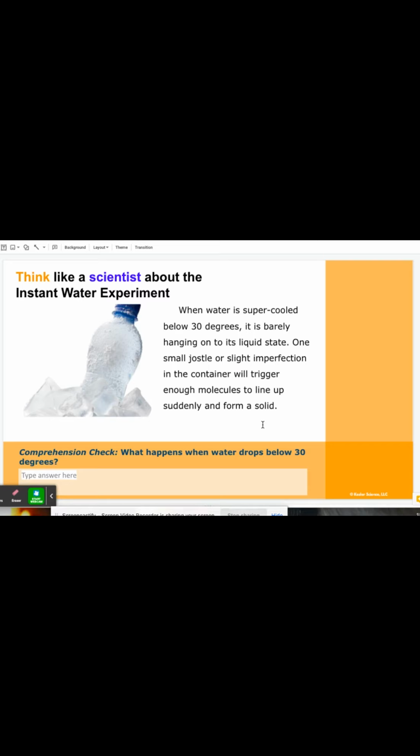So let's think like a scientist about the instant water experiment. When water is super cooled below 30 degrees, it is barely hanging on to its liquid state. One small jostle or slight imperfection in the container will trigger the particles to line up suddenly and form a solid, like when it was hit on the table. And the ice cream experiment: well, salt was added to the ice in the outer bag to force that ice to absorb or steal energy away from the ice cream mixture inside the smaller bag. When the ice cream mixture loses its energy, it starts to slow down and becomes more solid.